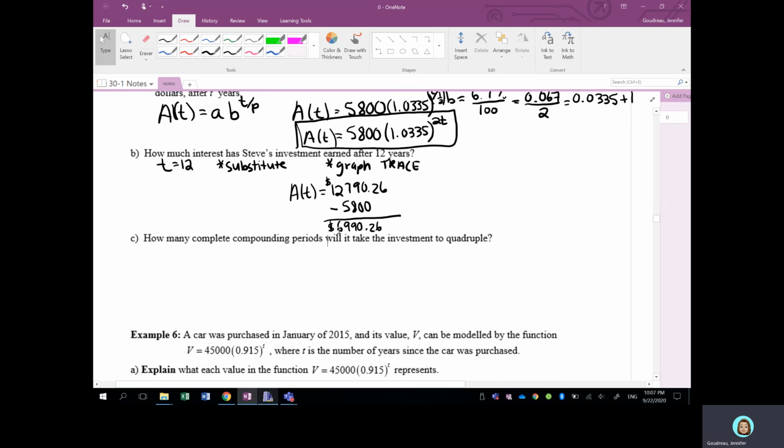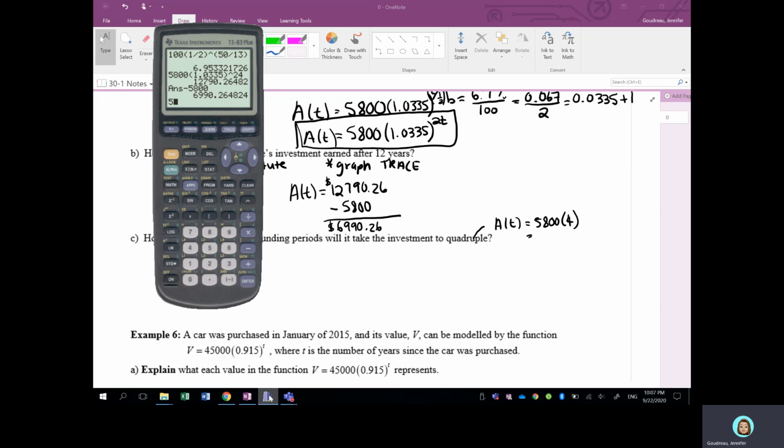Now part C. How many complete compounding periods will it take for the investment to quadruple? So we're actually given a Y value or an A at T value. What we want is 5,800 times 4. How long is it going to take to reach that amount? Let's just calculate that really quickly. So 5,800 times 4 is $23,200.